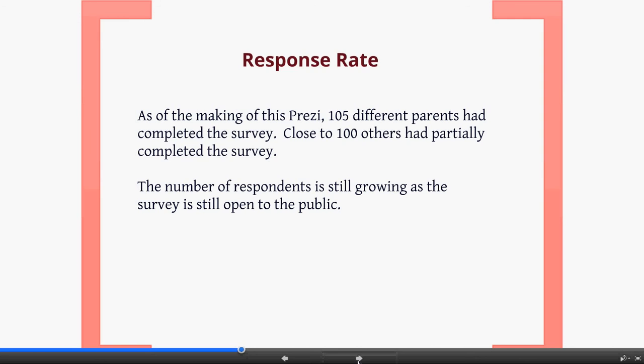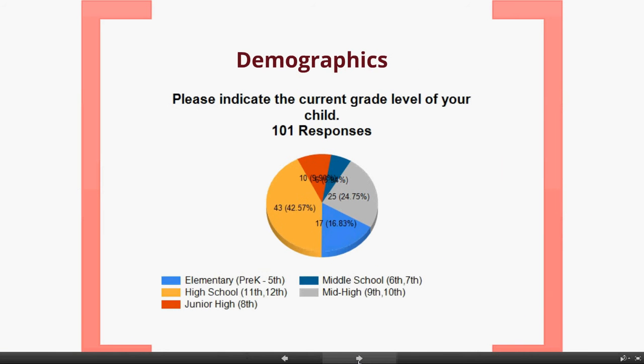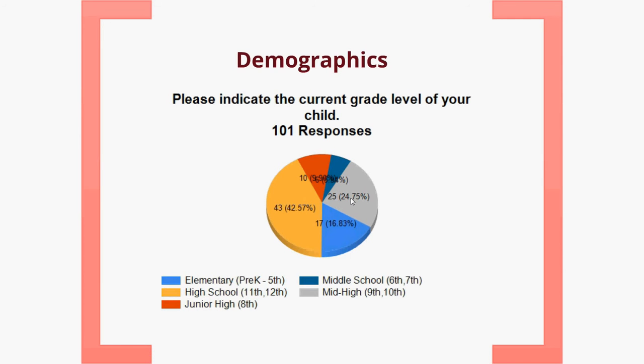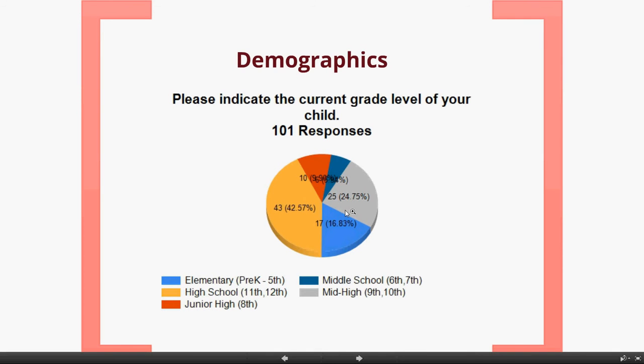Next, we're going to look at the results. And so the first thing I want to look at here are the demographics of the respondents to the Parent Technology Survey. You can see here that the majority of the respondents had a son or daughter in high school. Okay, the next closest would be the mid-high. So combined, 67% of our respondents had a child between the grades of 9th and 12th. The rest were somewhere between elementary and 8th grade.